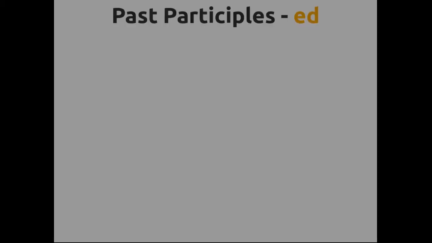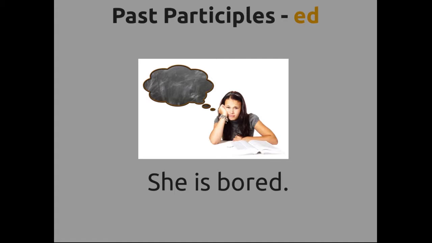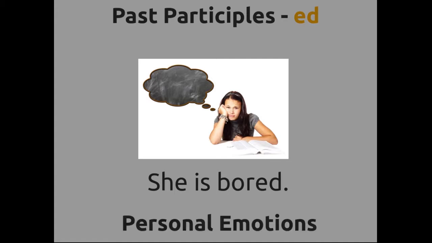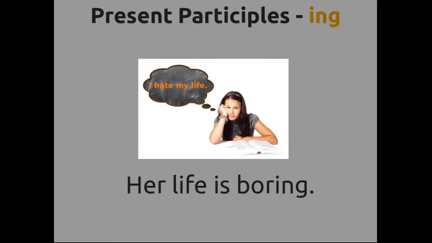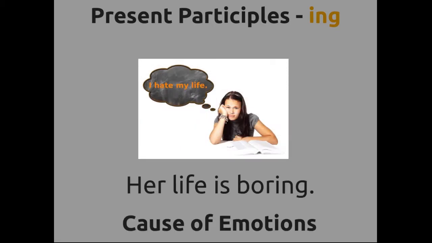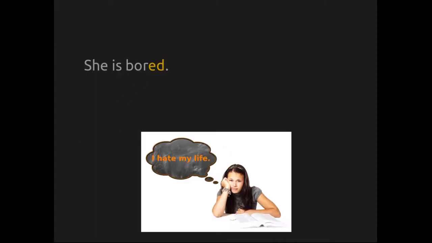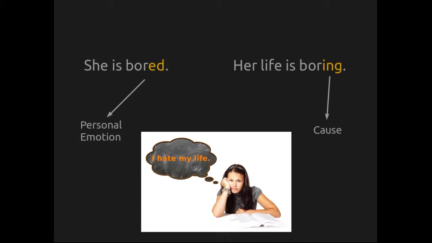Let's look at an example of past participles. She is bored. We use past participles to describe personal emotions. She feels bored. She is bored. Present participles are a little different. Her life is boring. So we use present participles to describe the cause of the personal emotions. So she is bored. We use bored because that is her personal emotion. Her life is boring. We use boring because that is the cause of her personal emotion.